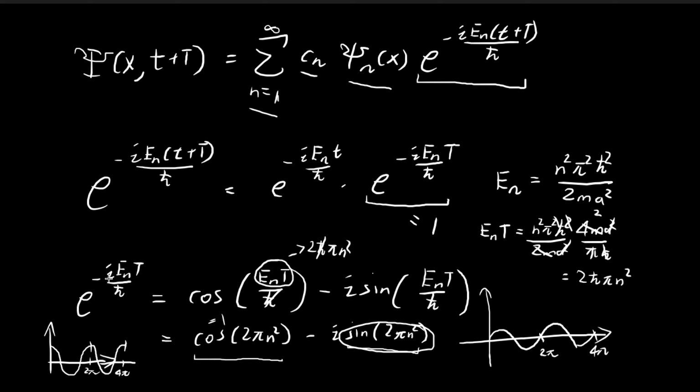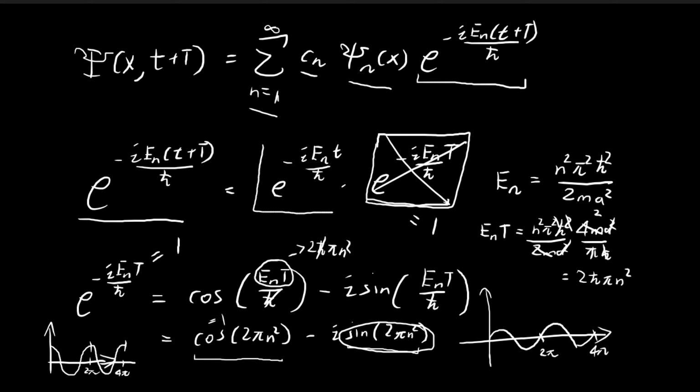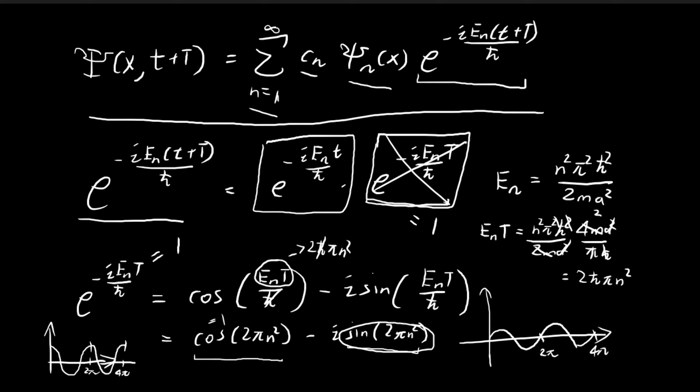So that means e to the power of negative i E_n capital T divided by h bar is actually just going to be equal to 1. It's equal to 1 minus i times 0, so it's just going to be equal to 1. So that means this term here is going to be equal to 1. And so we can actually just completely ignore this term over here because it's equal to 1, so only this term survives. And so that means this expression that we have for the wave function, we can now express it in such a way.